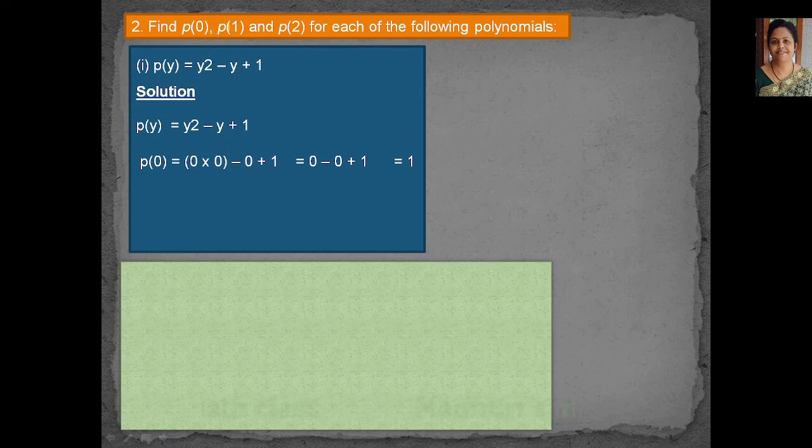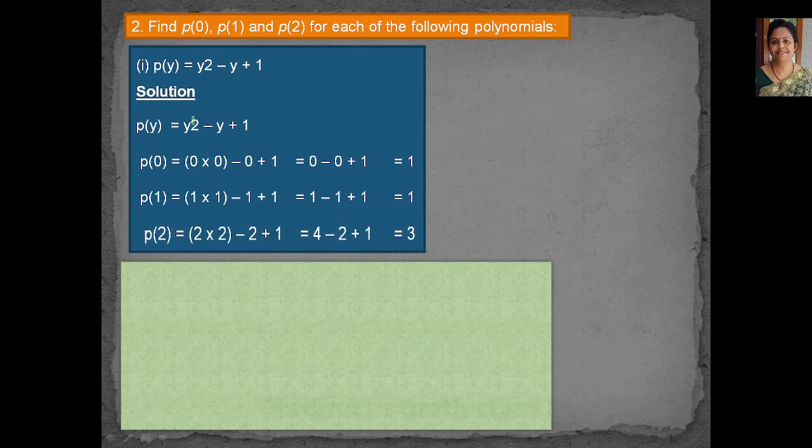Next we want to find P(1). In the place of y we will write 1. 1 into 1 minus 1 plus 1. So 1 into 1 is 1. 1 minus 1 plus 1. 1 minus 1 is 0. What is remaining? 1. Next we want to find P(2). P(2) is equal to 2 into 2 minus 2 plus 1. 2 2s are 4. 4 minus 2 is 2. 2 plus 1 is 3. Or sum of all positive: 4 plus 1 is 5. 5 minus 2 is 3.